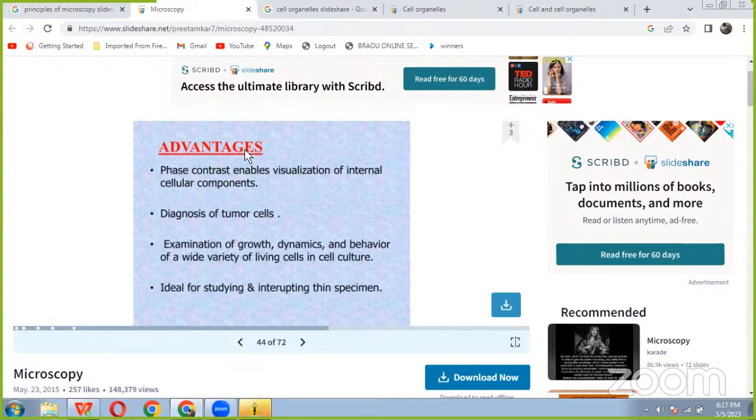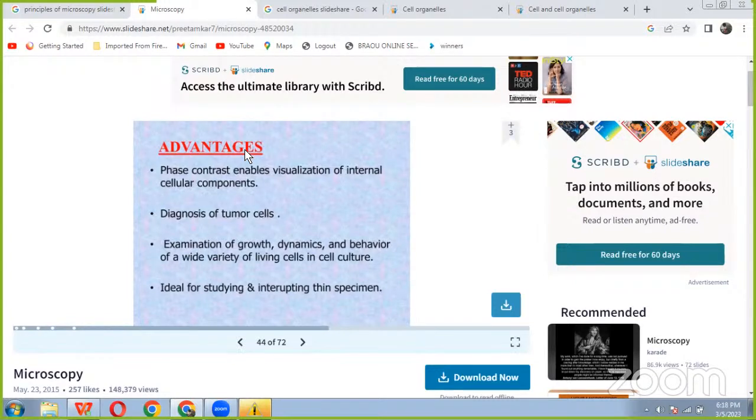Next, examination of the growth dynamics and behavior of a variety of living cells in cell culture. Mainly in cell culture, we observe the growth, dynamics, and behavior of a wide variety of living cells. And next is studying and interpreting the specimens.